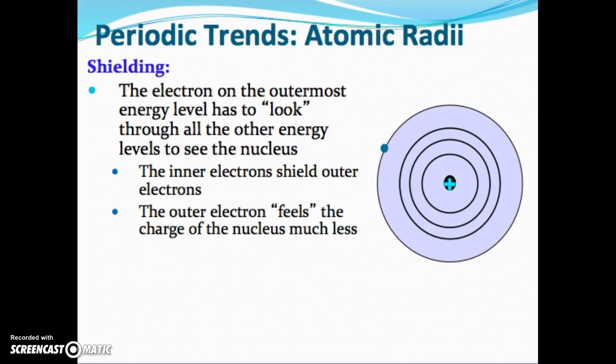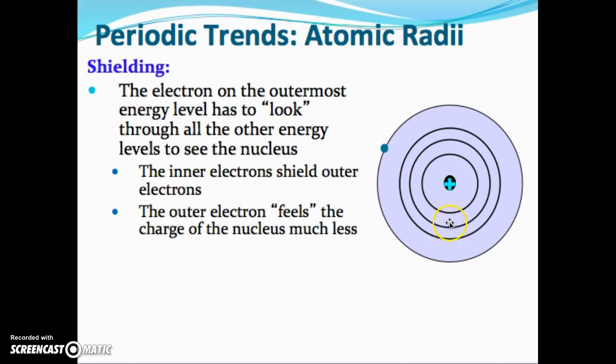In addition, there's something called shielding. Shielding is that the electrons on the outermost energy level are not feeling that attraction because the inner layers shield or block their attraction to the nucleus. So this first ring, ring 1, feels the attraction to the nucleus the most. The second ring still feels the attraction to the nucleus, but is shielded by the first ring, which feels the attraction first, so to say.